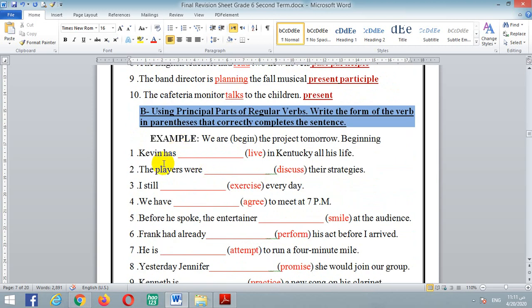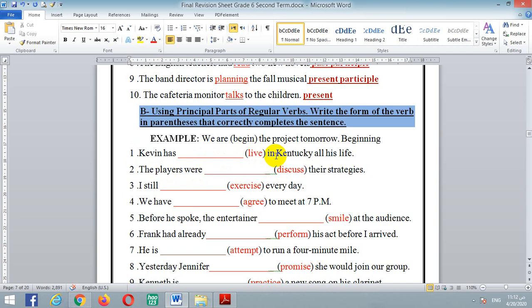Now exercise B, grammar's last exercise. Using principal parts of regular verbs, write the form of the verb. Here we are going to use the verb between brackets in the correct form. As we said before, after has, have, had, use the past participle. After am, is, are, was, were, use verb plus ing, or present participle. If the sentence is in the present, we add s, or without s, the verb as it is. If the verb is in the past, we use the second form, verb plus ed, or if it is irregular, as I said before, it must be memorized.